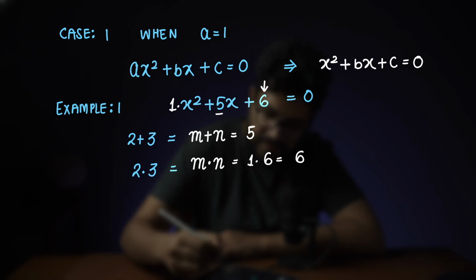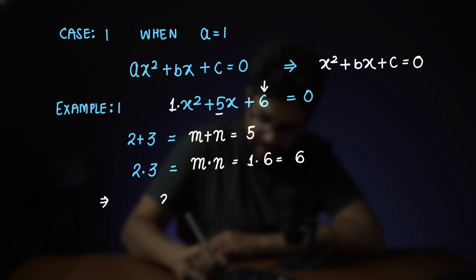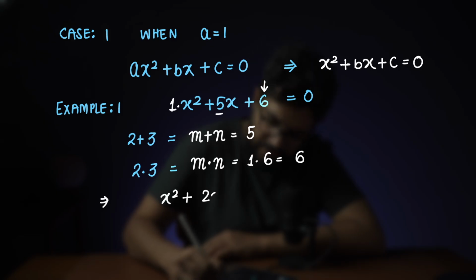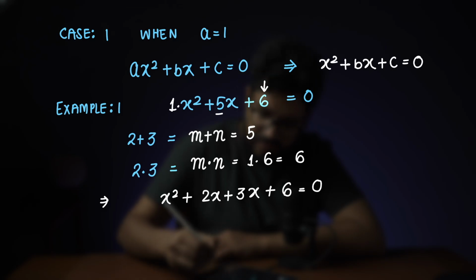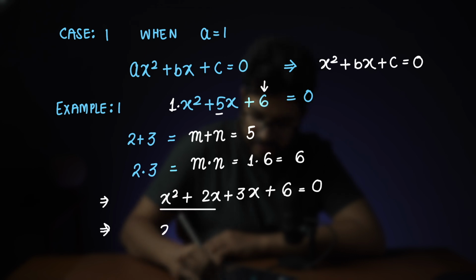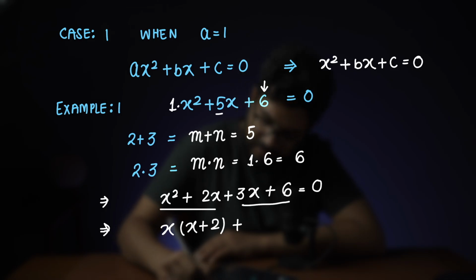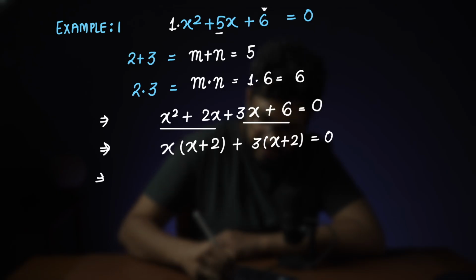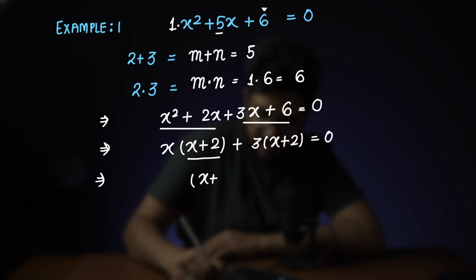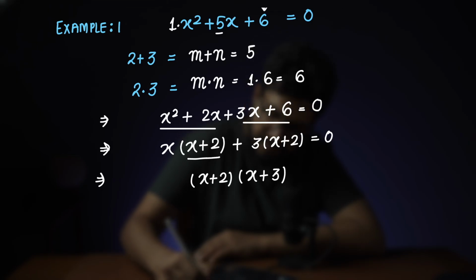I can see that 2 and 3 add up to 5, and the product of 2 times 3 is equal to 6. This means I can rewrite the middle term as 2x + 3x without changing my quadratic equation, since 2x + 3x adds up to 5x. Now from the first two terms I can take x common, and from the last two terms I can take 3 common, so 3(x + 2) = 0. Then this entire (x + 2) bracket can be taken common.